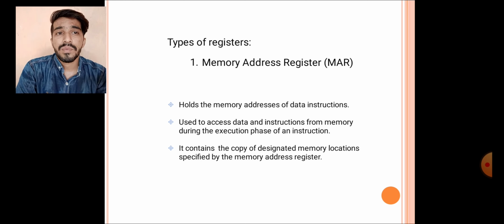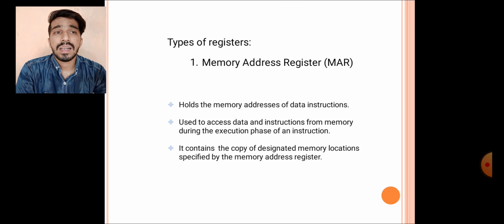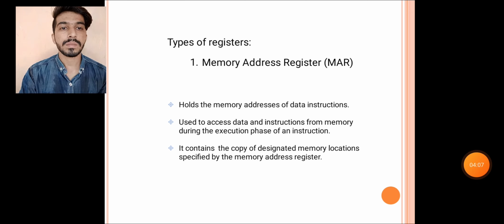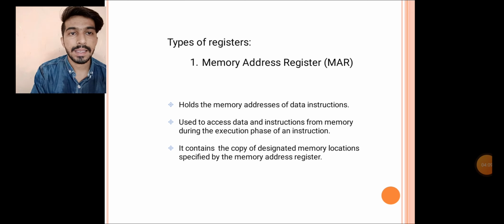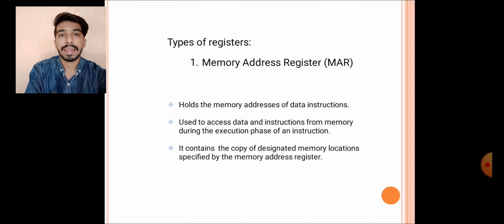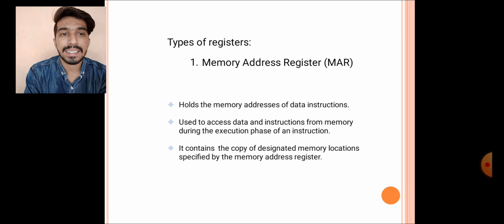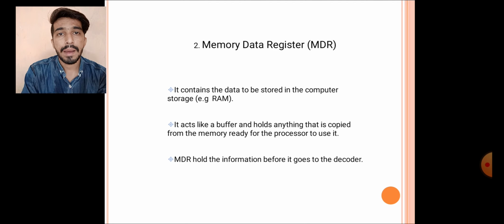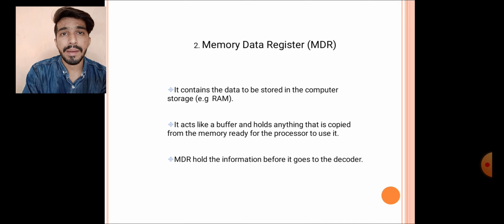Types of register. First, the memory address register (MAR) holds the memory address of data and instructions used to access data and instructions from memory during the execution phase of an instruction. It contains the copy of designations and memory locations specified by the memory address register. Number two is the memory data register (MDR).